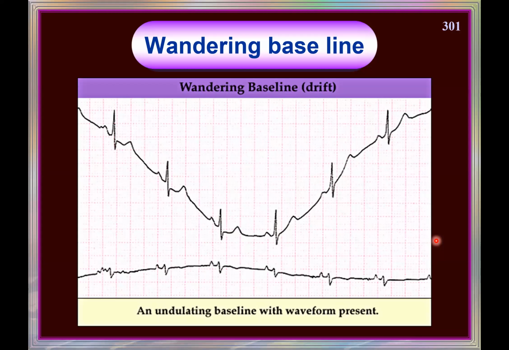Wandering baseline. If the ECG is recorded like this, we cannot interpret any ST segment elevation or ST segment depression. This is like a garland, going down and coming up. There is a drift in the baseline. An undulating baseline with a waveform present makes such an ECG uninterpretable.